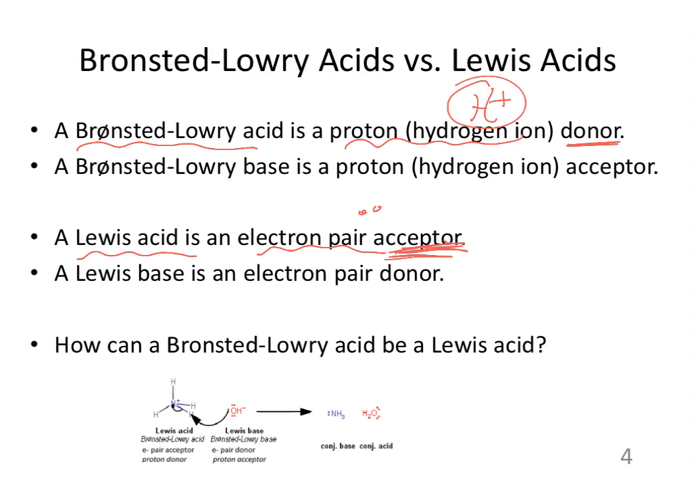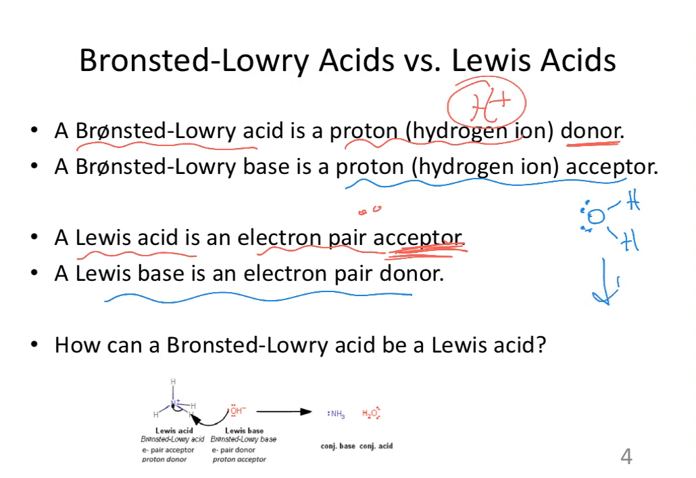So a Bronsted-Lowry base is a proton acceptor. A Lewis base is an electron pair donor. Okay, so if you think of a typical Bronsted-Lowry base, let's just say we know that water can act as an acid or base depending on what it's in the presence of, but let's pretend like water's our base here.